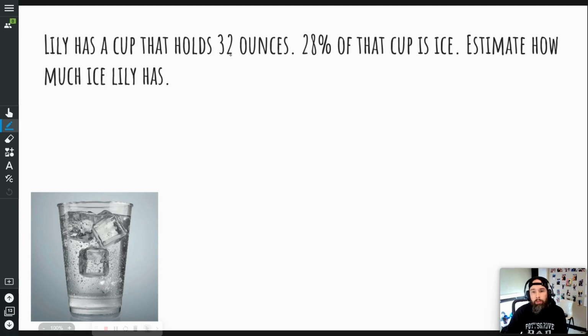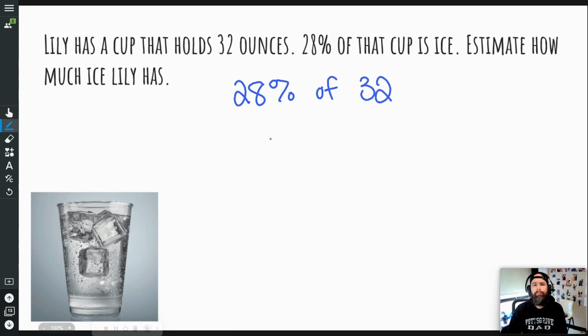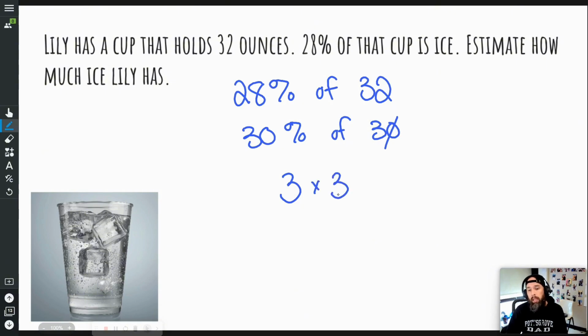Lily has a cup that holds 32 ounces. 28% of that cup is ice. Estimate how much ice Lily has. Well, 28% of the 32 ounces is ice. I don't like that. 30% of 30. So I take 10%, which means hack off a 0. That leaves you with 3. To get to 30%, you multiply by 3, and 3 times 3 is 9. And we're talking about ounces, so we have about 9 ounces of ice in that cup of water that Lily poured.